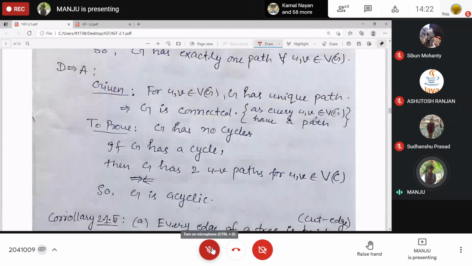And you can just see this one. D is given, G has a unique path, G is connected as every two vertices are connected, have a path. Unique or two, don't care about that. Now, G has no cycle or acyclic we need to prove. If G has some cycle, what will happen? There will be some points with at least two paths. Okay, and that is not at all possible.